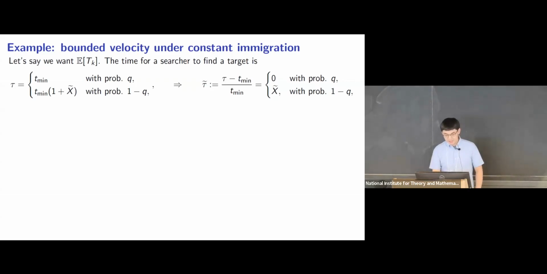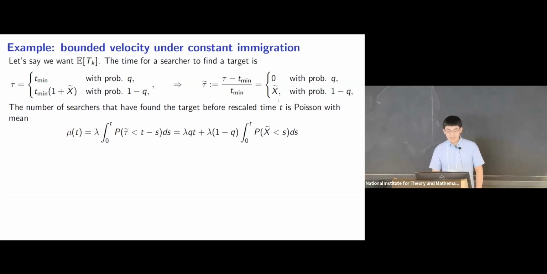Okay, how am I going to go about finding this mean first passage time? Well, the number of searchers that have found the target before time t, we can use the results on our previous slide, our lovely one-liners, and say that it's Poisson distributed with mean, again, rate of entry, and then probability that you actually find the target if you enter at a given time, which if you expand this out a little bit with this definition, gives you this expression.